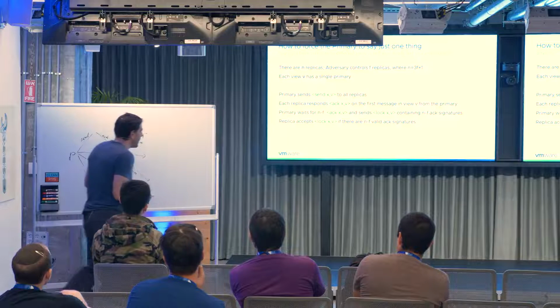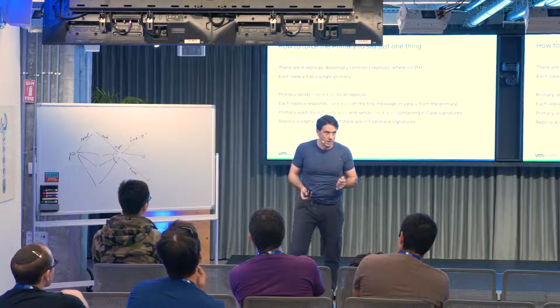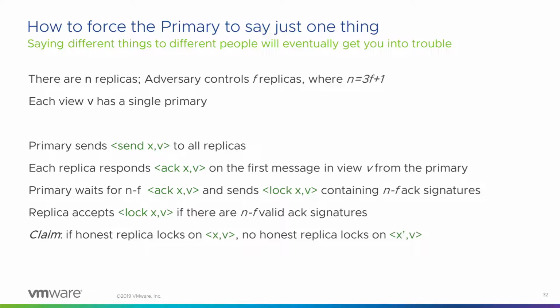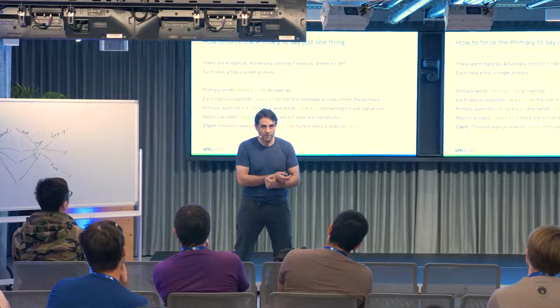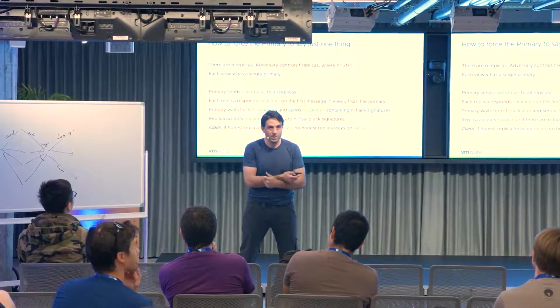So what have we managed to get? Did we gain anything from doing this protocol? I want to claim that now an honest replica that receives this lock message has a guarantee that nobody else has a different lock message. Does that make sense? Any reason why? Yeah.